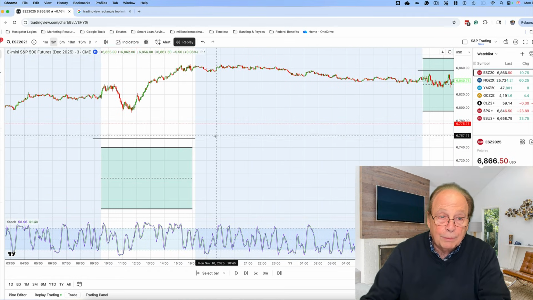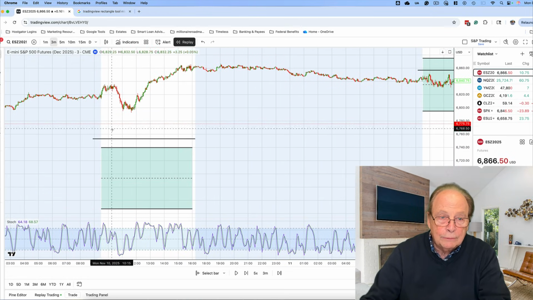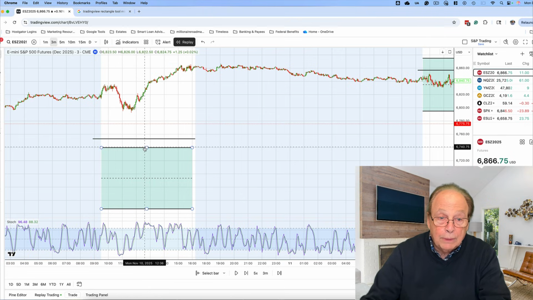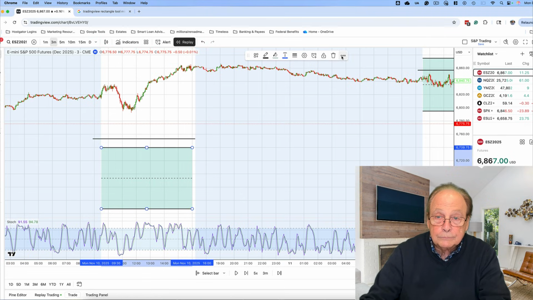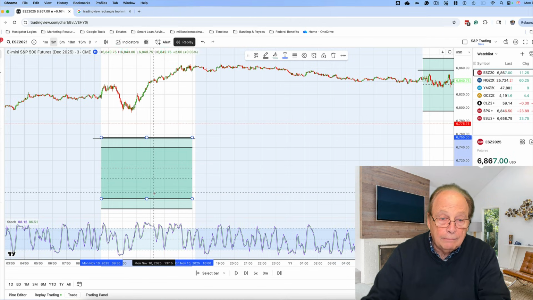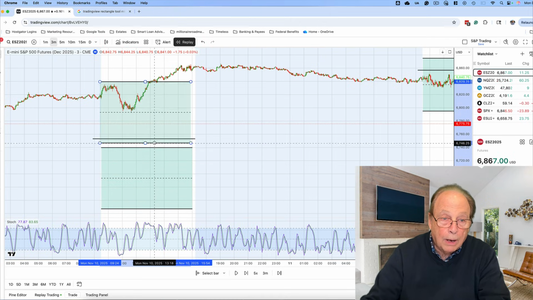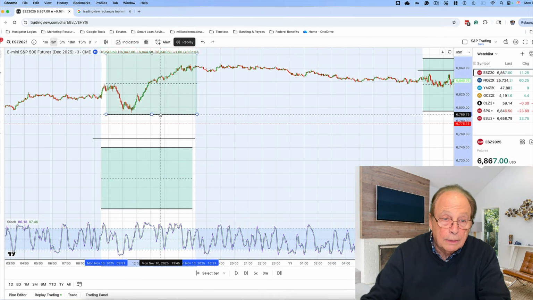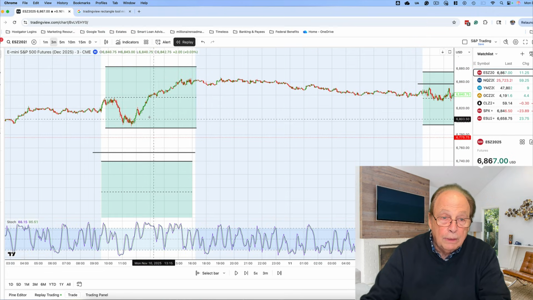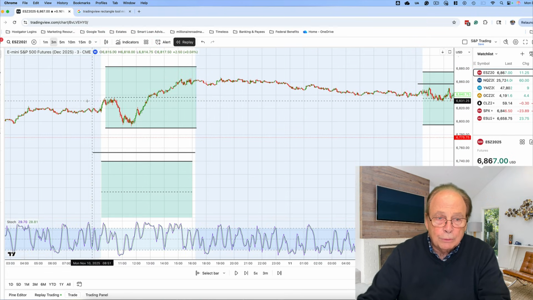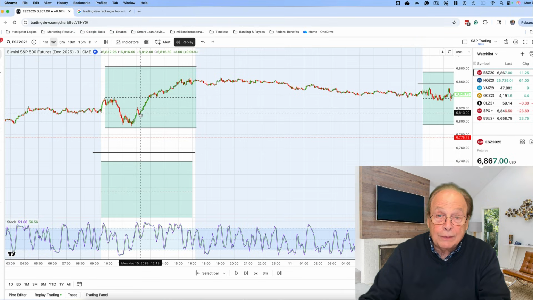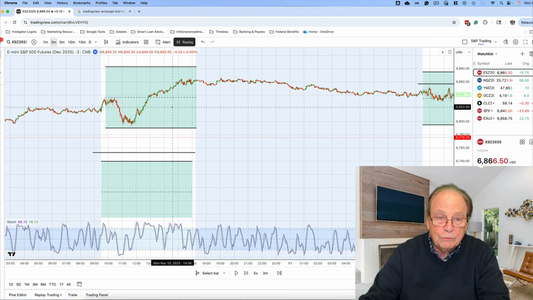Here's another day where prices traded outside the trading zone. But if we clone our trading zone and move it to the intraday low or high, we can see with a pretty good deal of assurance that prices are going to trade through most, if not all, of the trading zone. All right?